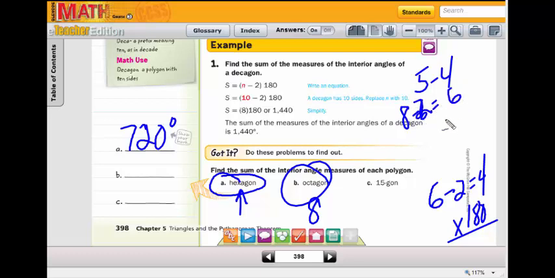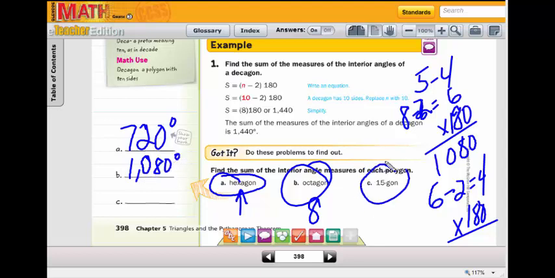2 is 6 times 180. 6 times 180 degrees is 1,080. So for an octagon, we have 1,080 degrees. And lastly, we have a 15-agon. And obviously, you should recognize that that is a 15-sided polygon. So we're going to subtract 2 from that.